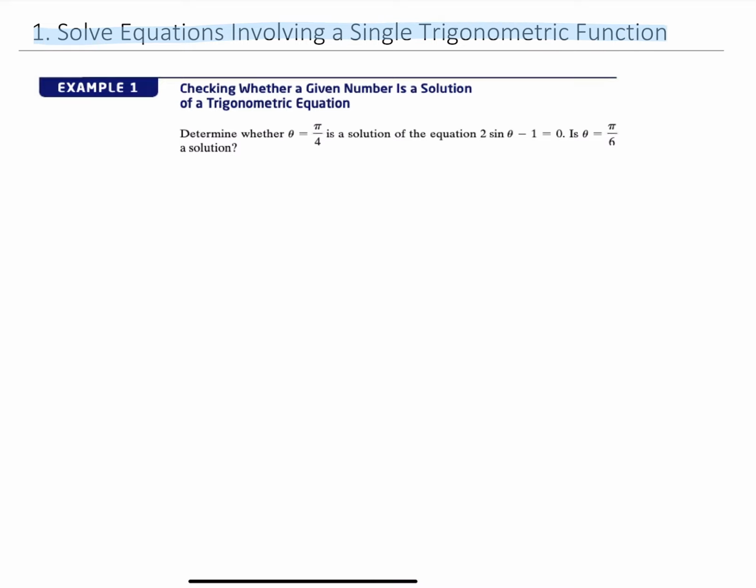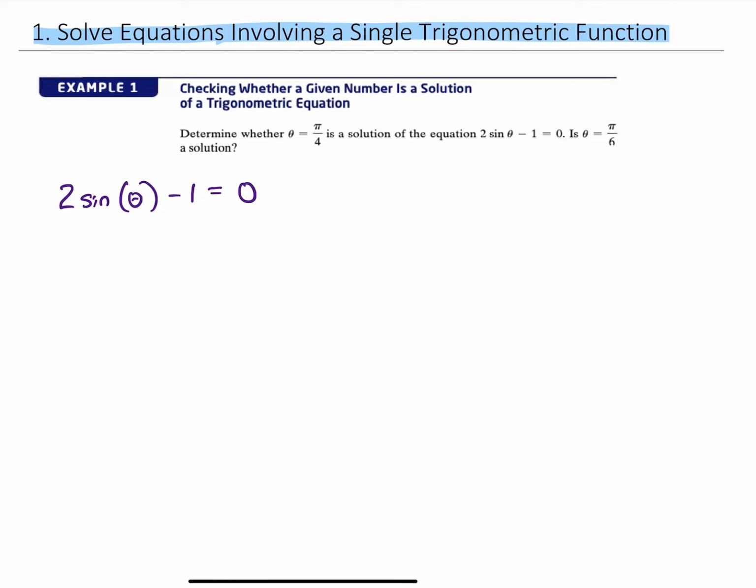First, let's look at some equations involving a single trigonometric function. In the first example, it asks us if pi over 4 is a solution to this equation. The equation is 2 times the sine of theta minus 1 equals 0. In general, if we were trying to find all possible solutions, we're trying to find all angles that make this true.